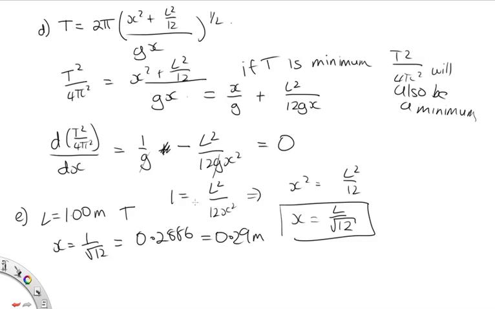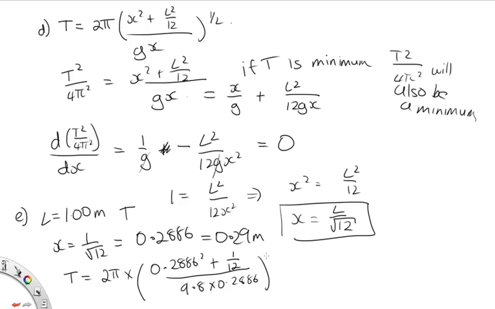Okay, now we need to substitute all of this back into here to get our minimum period. So this is 2 pi times ((0.2886 squared plus L squared, which is 1 on 12) over (9.8 times 0.2886)) to the 1/2. Enter that into the calculator, and we end up with 1.53, which is equal to 1.5 seconds to two significant figures. So that's the end of this question.